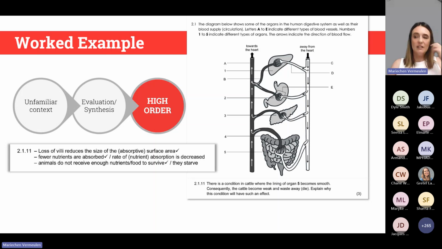So typically, when learners are confronted with stuff like this, we see it in the grade 12s as well, when they're given a disease state of any kind, they typically respond to the question by just stating the function. So most of them would actually say, the lining of organ 5 is the villi, and it increases the absorptive surface area. No marks, because they're not stating what is happening in the absence of the function. It is not explaining what will happen when the villi are not there, or how this actually leads to the symptoms of wasting away and dying. So definitely a higher order question.